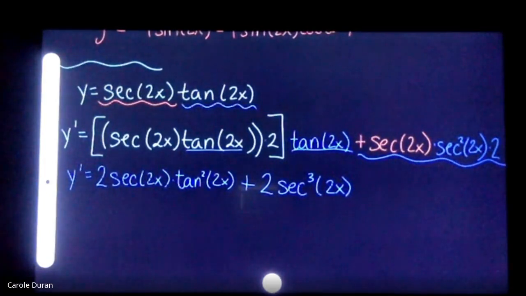Questions, concerns, or issues with that one? Anybody super not following what's going on? That one wasn't a double chain rule, was it? No, I said this one was a product rule that had chain rule on both sides, not chain rule within chain rule.